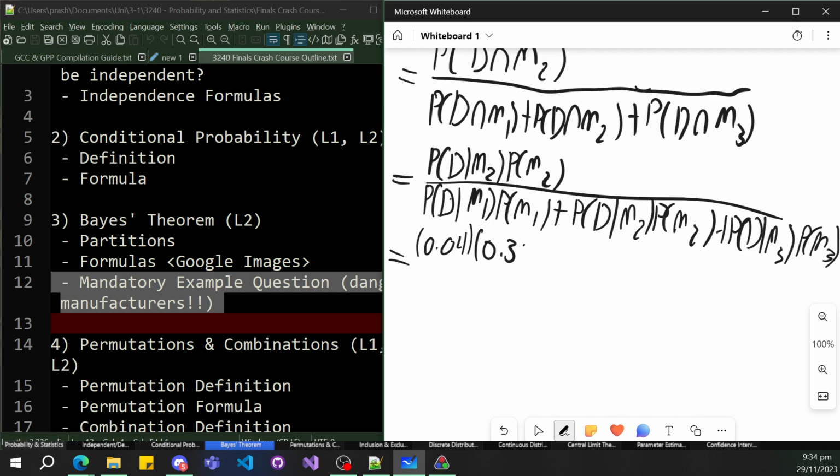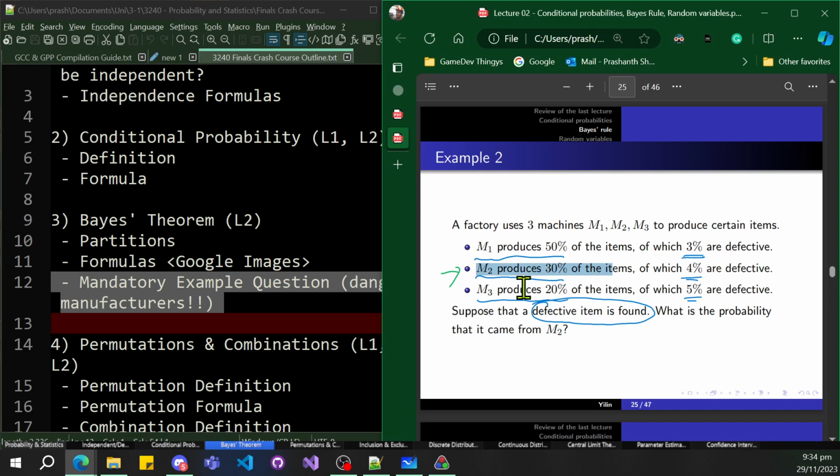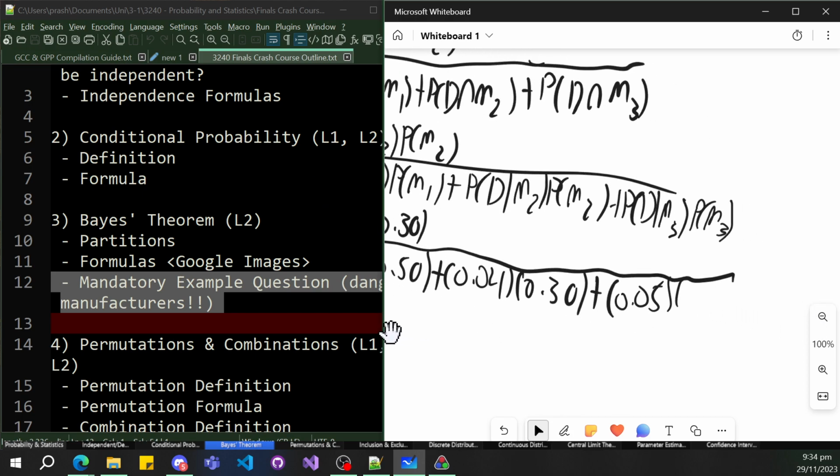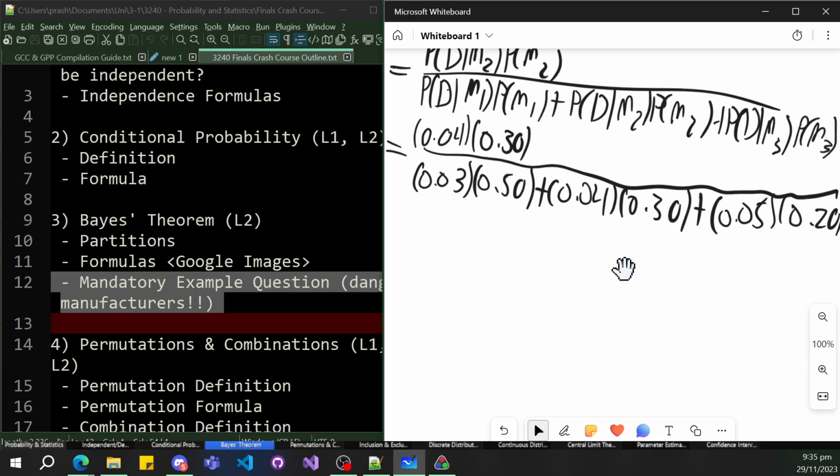M2 0.30. And we M1 0.03 times 0.50 plus. Since these two sections are the same, I can just copy the numbers from above. And then finally, we've got 0.05, I believe. And then 0.20. Yes, okay. Now we've subbed in all our numbers.